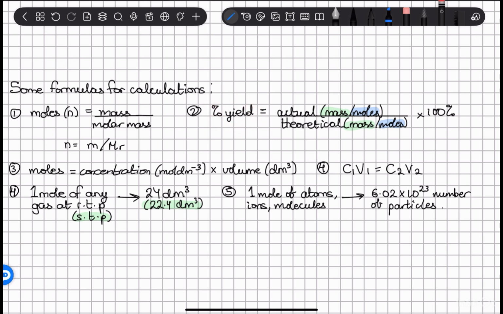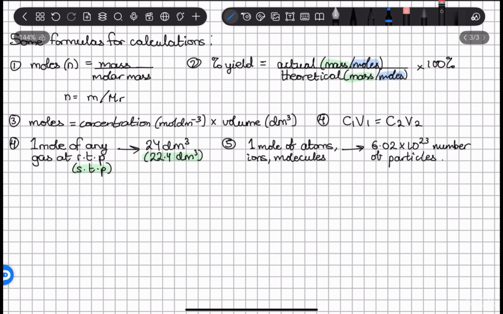Sometimes you get percentage purity, which is the pure substance over the impure substance, and then you're supposed to do some calculations to figure out how pure it is. And there should be questions on that, which we will tackle as well.